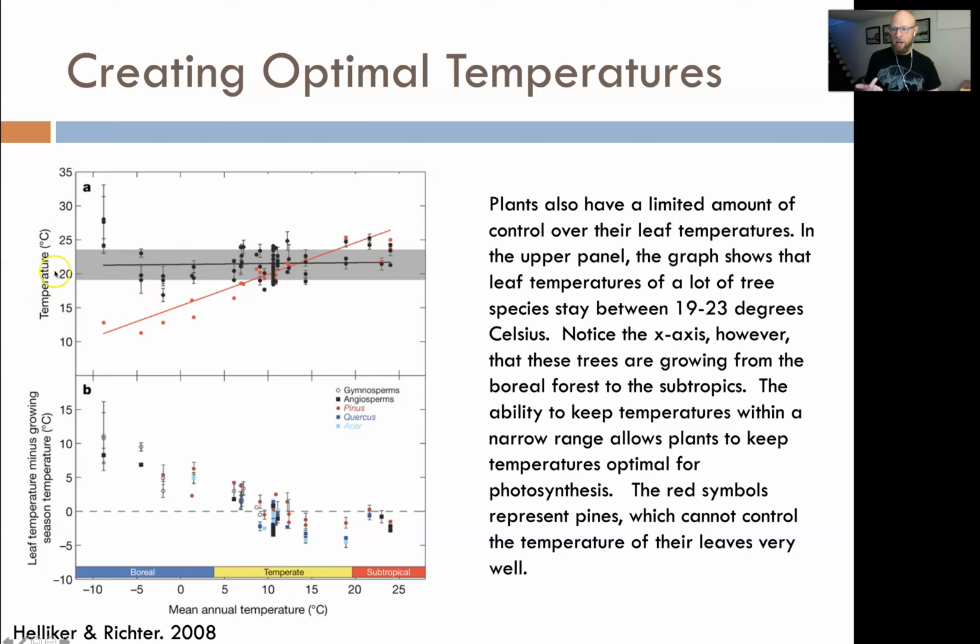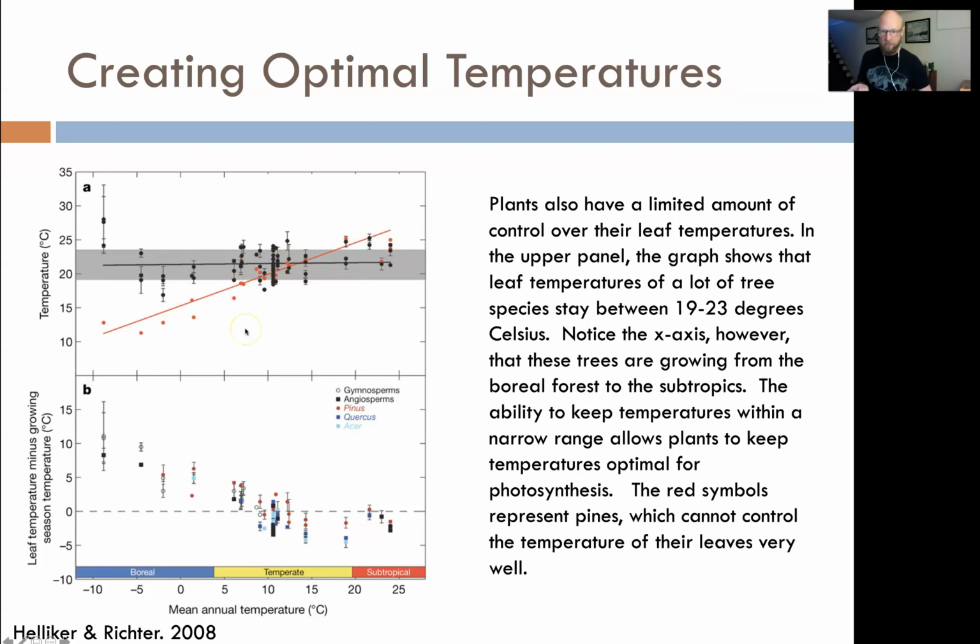So in this figure, we're just going to look at this upper panel here, A. On the y-axis, we have the temperature of the leaf when it's growing. And on the x-axis, we have the mean annual temperature of that particular location. So each symbol represents a species growing in a different location. But you can see we're going all the way from the subtropics to the cold end of the boreal forest. And across almost that entire range, the leaves, when they're actively growing, are between 19 and 23 degrees Celsius. The exception is represented by this red line here.